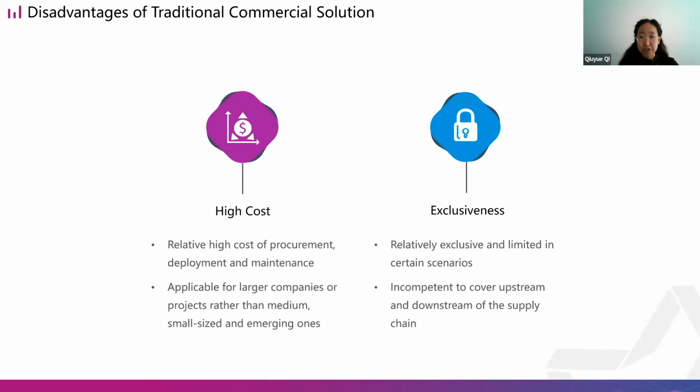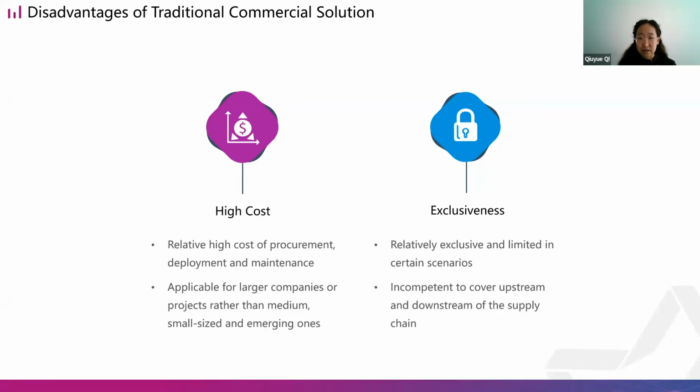However, traditional commercial solutions are relatively disadvantaged due to the high cost and exclusiveness. The cost of procurement, deployment, and maintenance makes it hard for smaller or emerging companies and projects to implement open source management. But they're an indispensable part of not only open source users, but also the whole supply chain. And meanwhile, the commercial product is set to some extent. The limited scenario hinders the fulfillment of a general and shared solution across the whole chain.